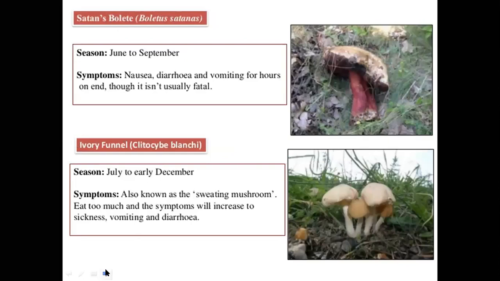Satan's bolete, Boletus satanas, season June to September. Symptoms: nausea, diarrhea and vomiting for hours on end, though it isn't usually fatal. Ivory funnel, that is Clitocybe dealbata, season July to early December. Symptoms: also known as the sweating mushroom, eat too much and the symptoms will increase to sickness, vomiting and diarrhea.